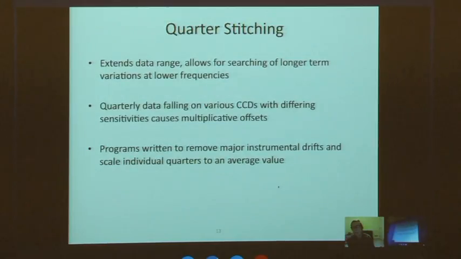So after we looked at all of the quarters individually, we then went to stitch them together. That allows us to look for any longer term variations. But we have multiplicative and additive offsets in the signals, which we think we've taken into account reasonably well.